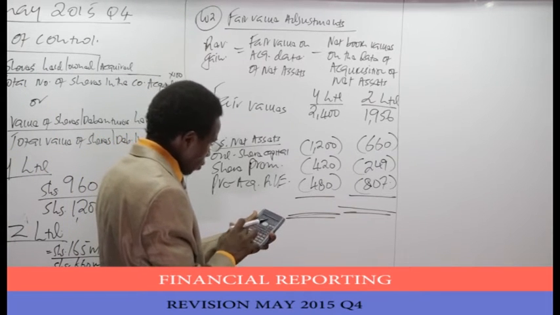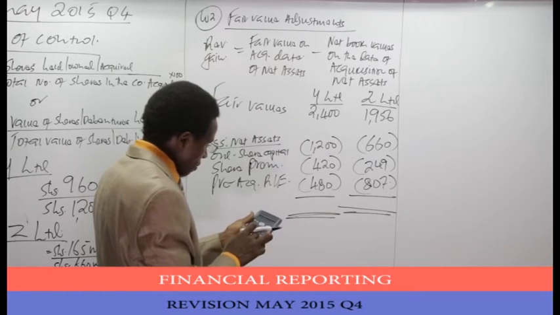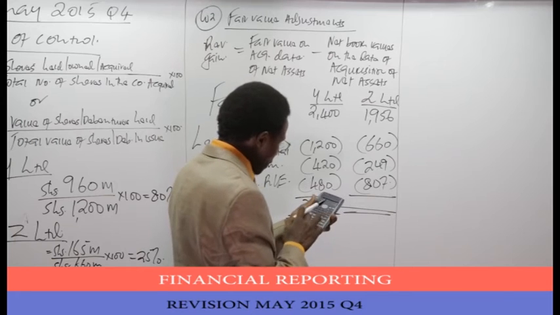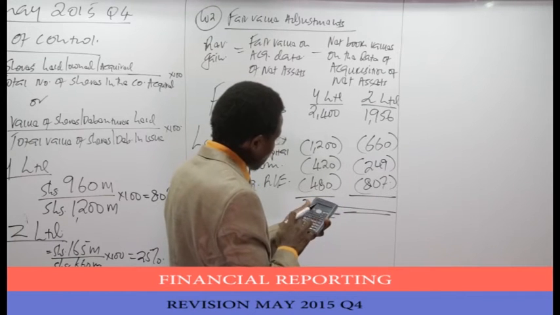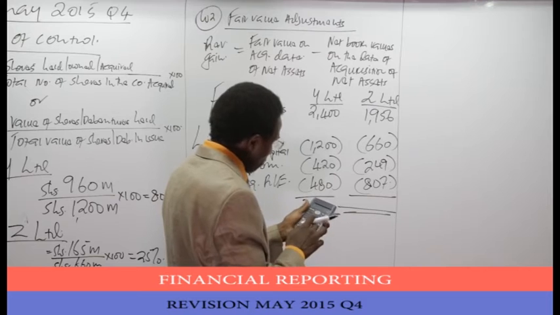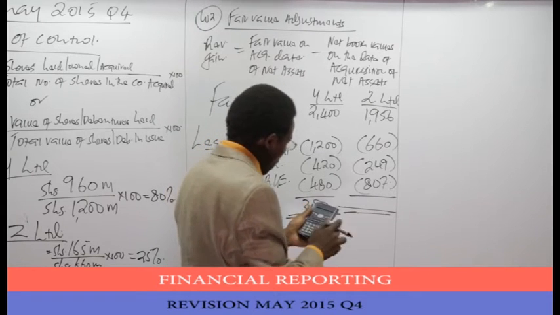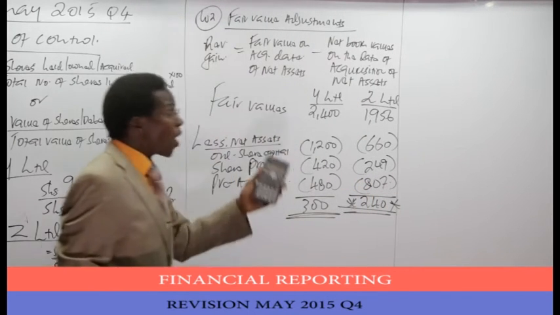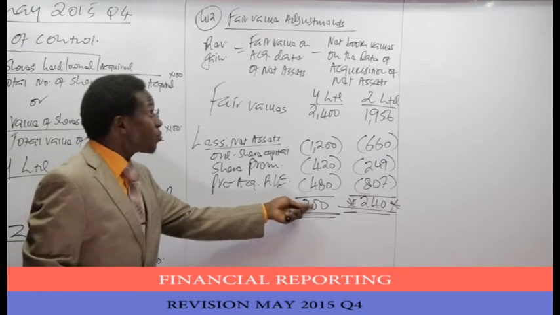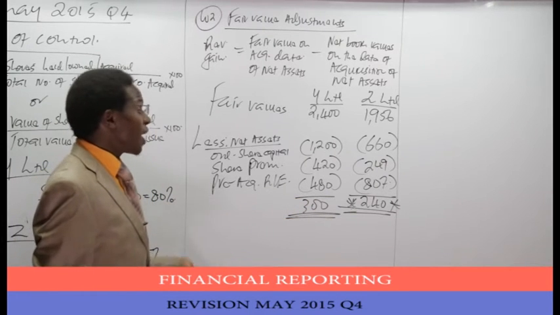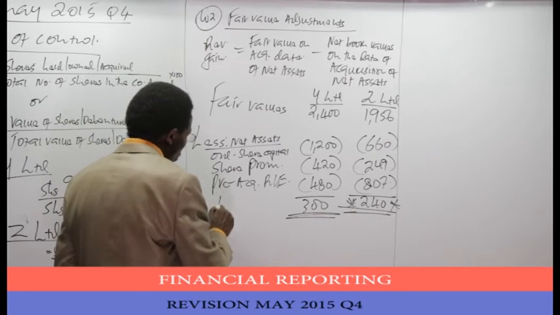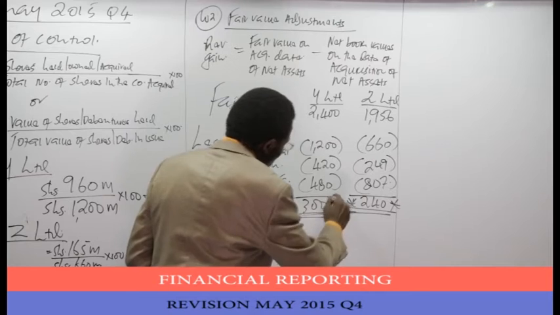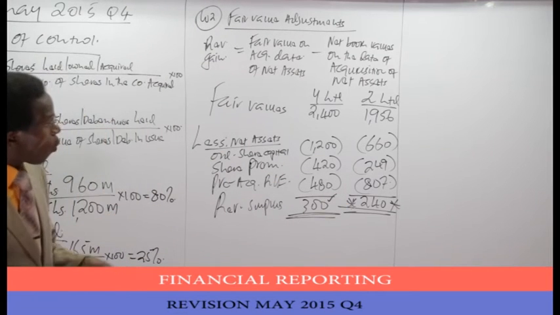So if I take my calculator, I say 2,400 minus 1,200 minus 420 minus 480, I get 300. 1,956 minus 660 minus 249 minus 807, I get 240. But now, we are not interested in the one for Z Limited. We'll be interested in the one for Y Limited because Z is an associate, as we must have said. So the revaluation surplus is mainly 300.